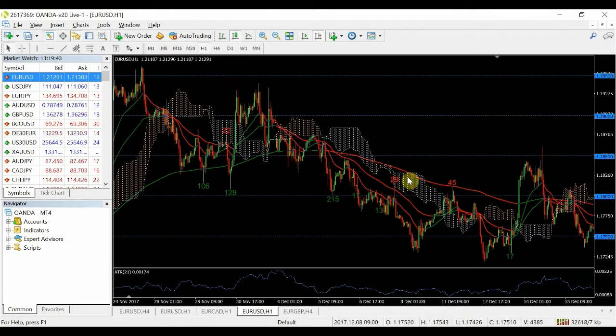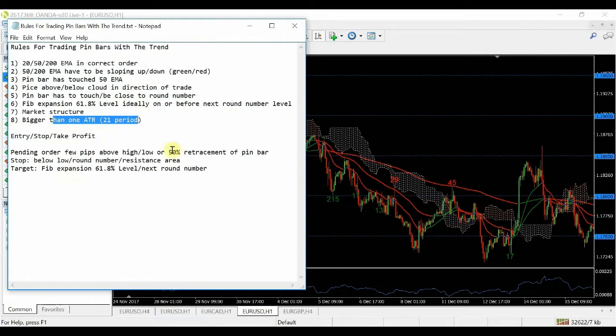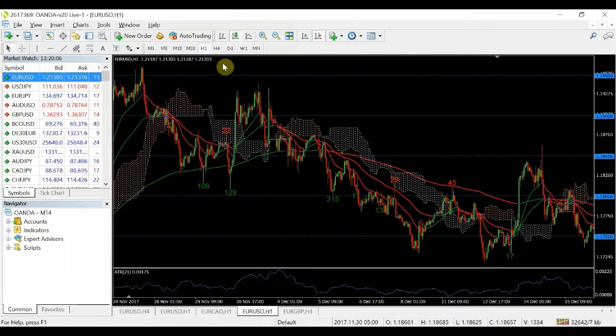Now we've got this one over here, which for me looks like a perfect scenario. So let me just quickly look into the rules. 20, 50, 200, all in the correct order, above price. The 50 and 200 should be sloping down, red or green, red in this case. Yep. You've got the 20. I've got to probably zoom in on this, can't really see it.